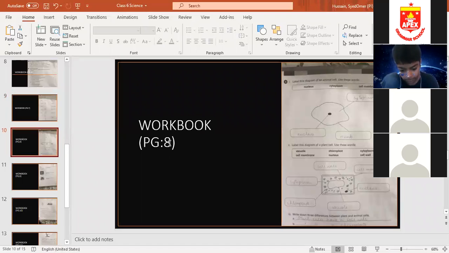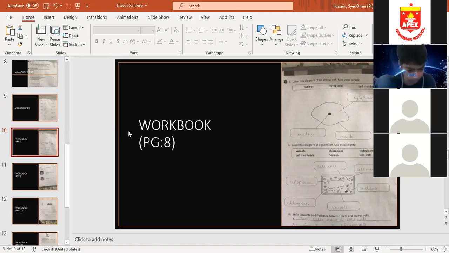Okay, now page number 8. Label this diagram of an animal cell. Use these words. There are 3 words given: nucleus, cytoplasm, and cell membrane. It's quite easy. You can just label this diagram. So what is in the center? Everyone knows. What is Nucleus.